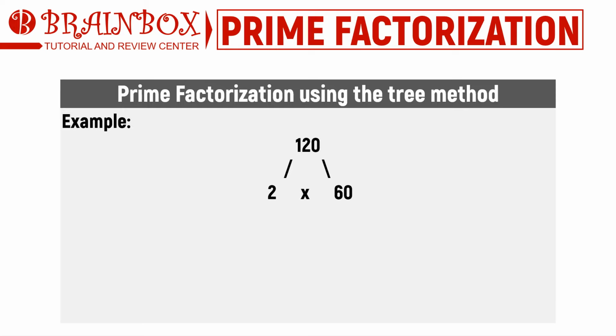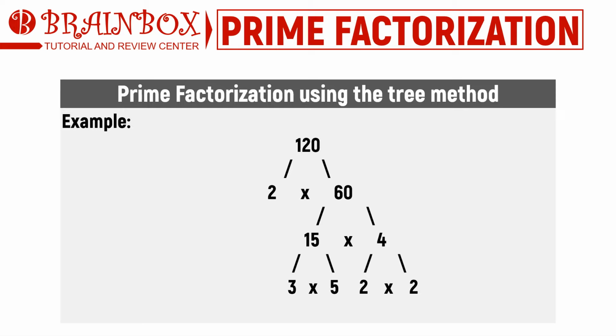Let's inspect the chosen factors 2 and 60. 2 is prime, so we no longer have to break it down any further. 60, on the other hand, can be expressed as the product of 15 and 4, so we can branch off there. 15 and 4 can be decomposed even further. 15 can be branched off as 3 times 5, while 4 can be written as 2 times 2.